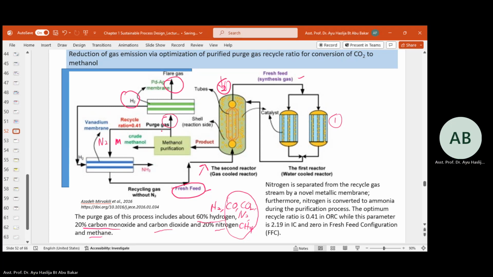Here, the purge gas that enters directly to the second membrane consists of N2. Because here it mentioned, see here, nitrogen is separated from the recycled gas stream by a novel metallic membrane. Nitrogen is converted to ammonia during the purification process. So here it has N2.